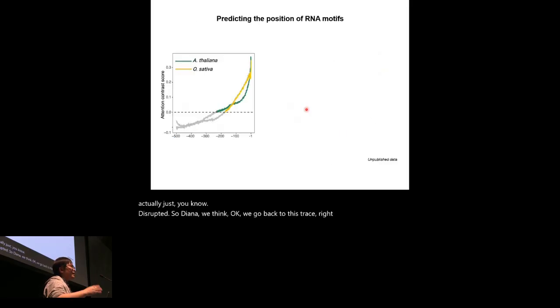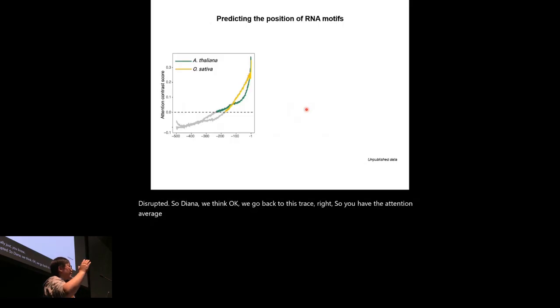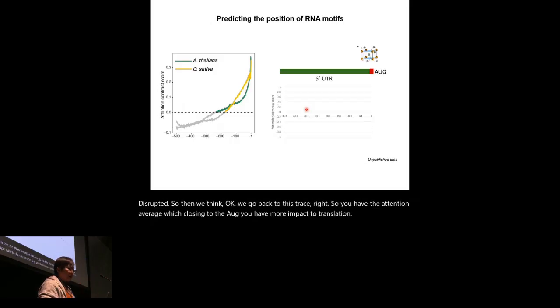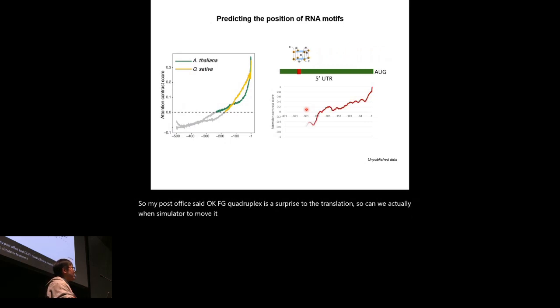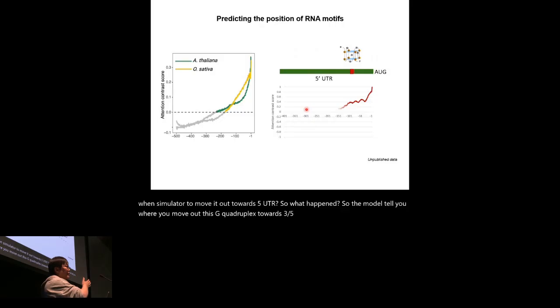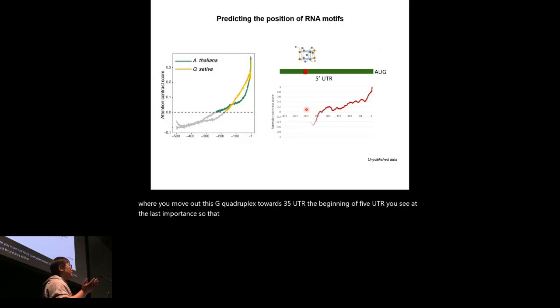So you have the attention average, where closer to the AUG you have more impact on translation. My postdoc said, okay, if G-quadruplex suppresses translation, can we simulate moving it out towards the beginning of the 5 UTR? So what happened? The model tells you that when you move this G-quadruplex out towards the beginning of the 5 UTR, you see it lost the importance. That means maybe it doesn't really matter to the translation.